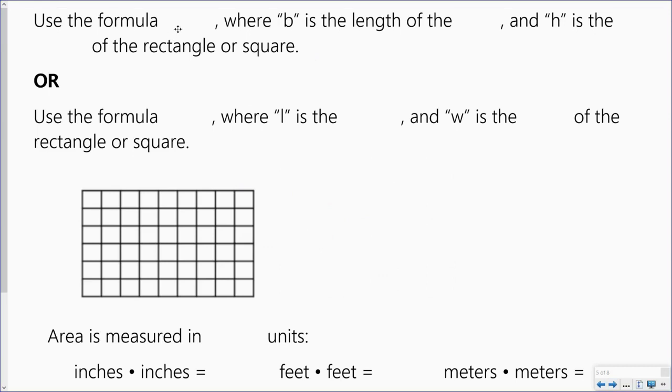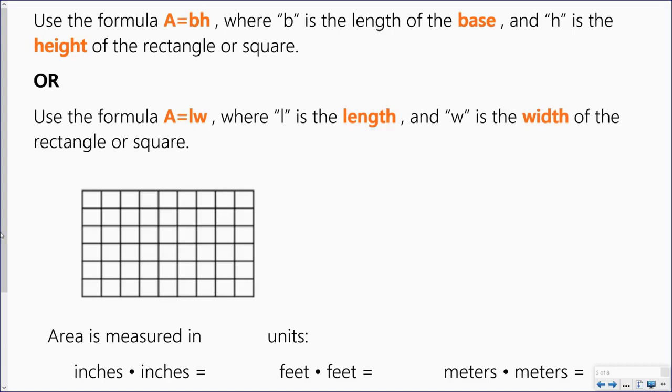And we're going to use the formula A equals B times H, where B is the length of the base and H is the height of the rectangle or square. Or we're going to use the formula A equals length times width, or L times W, where L is the length and W is the width of the rectangle or square.